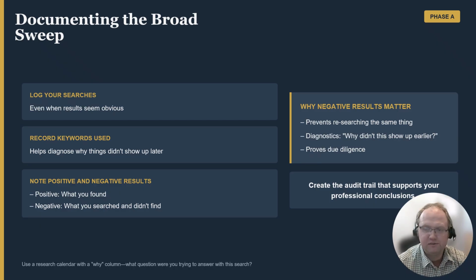I have a column in my research logging calendar with a why column. What question was I asking? Who was I looking for? That context matters more than mechanics.